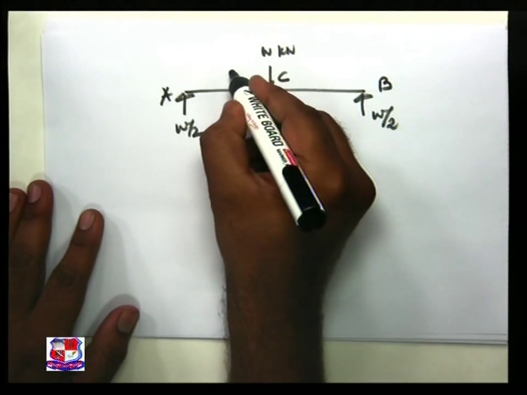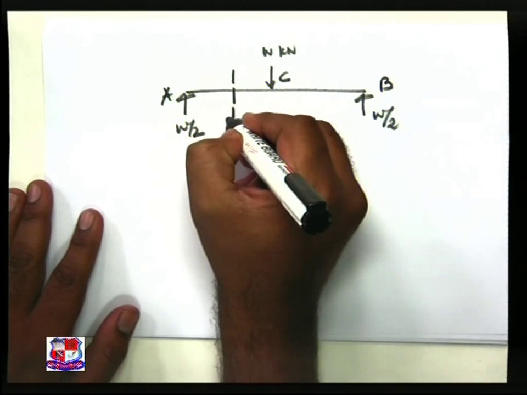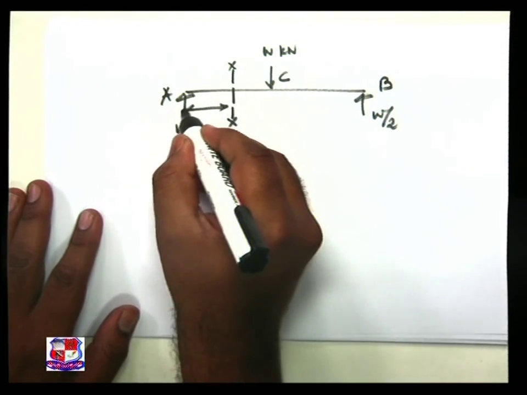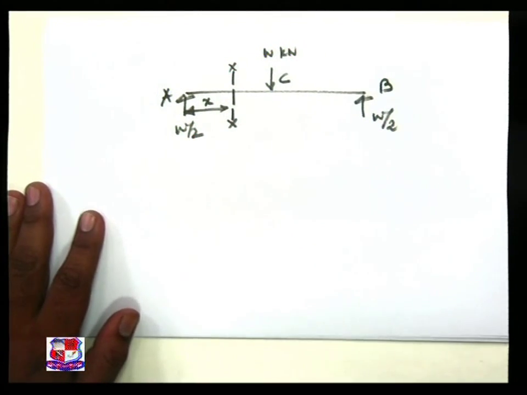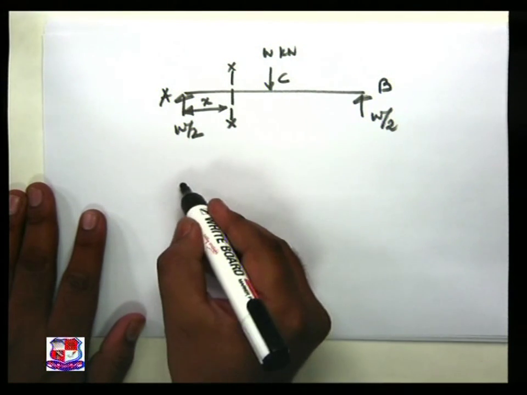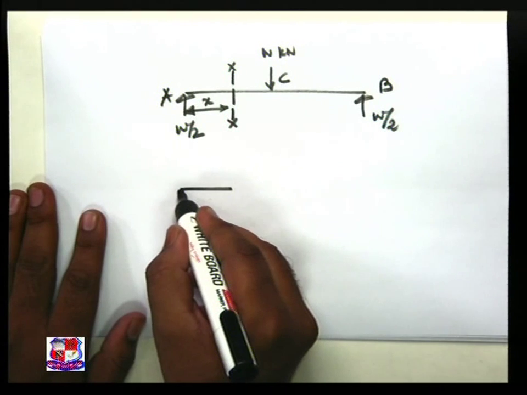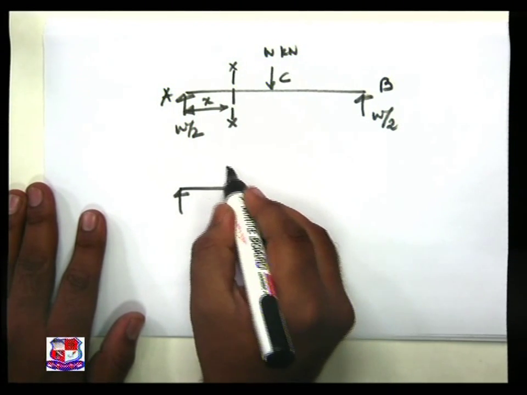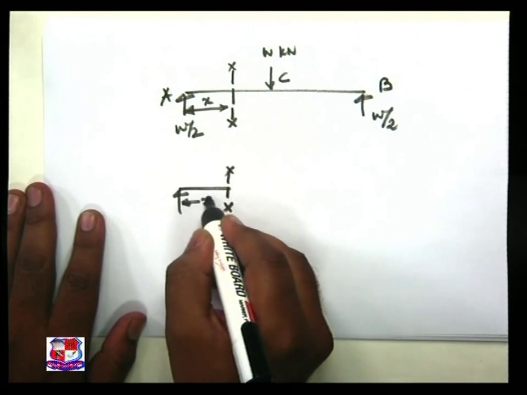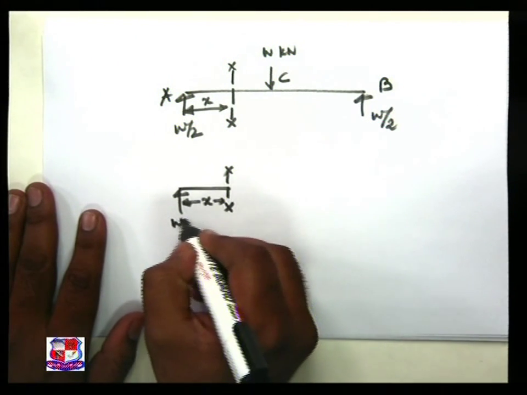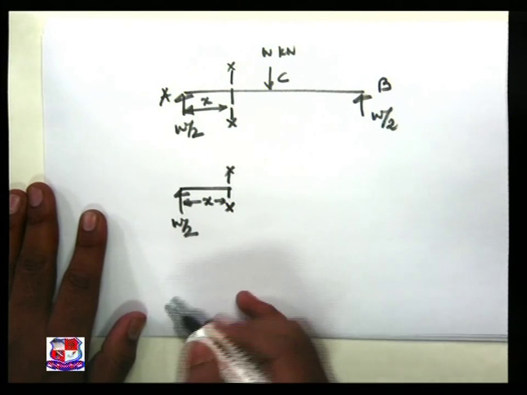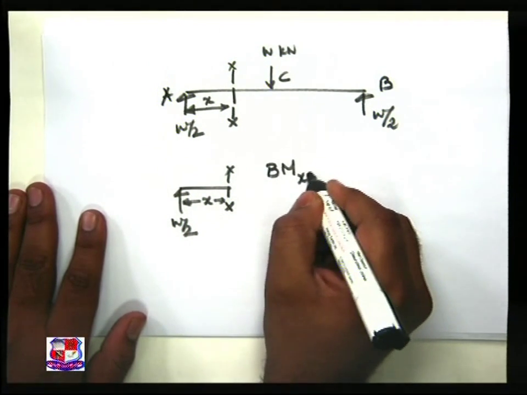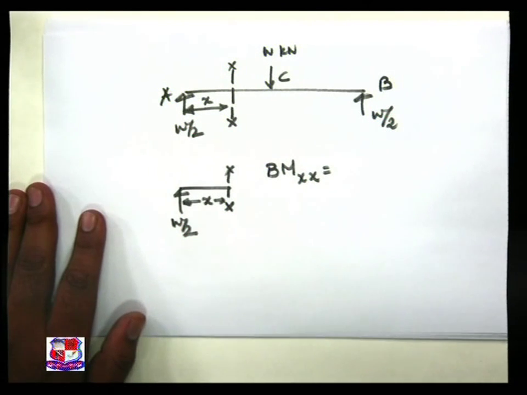Take a section between A and C at distance x from A. So let us plot the free body diagram for the same. Distance x from A. This is W by 2. So what is bending moment? BM, meaning bending moment at section XX, is equal to.